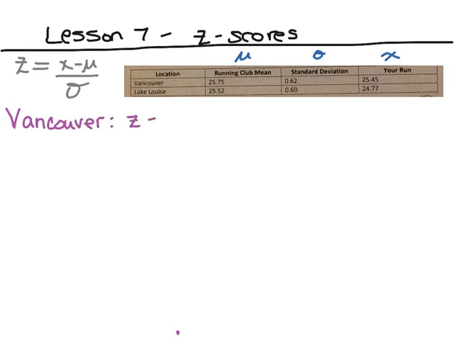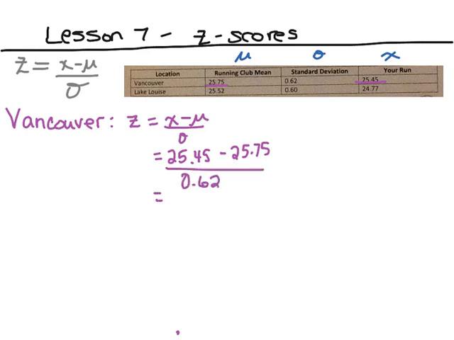So we have Z is equal to X minus the mean divided by the standard deviation. Our X is 25.45. The mean is 25.75. And the standard deviation is 0.62. When you type that into your calculator, you should get negative 0.484.